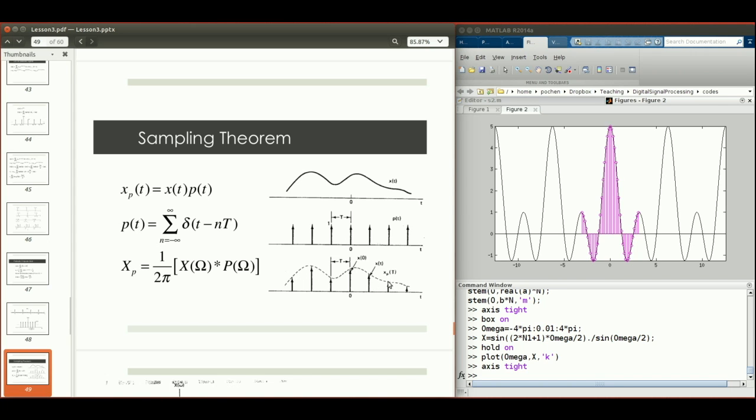Discretized samples. So in the time domain, it's basically two functions multiplying each other, right? The continuous function x(t) multiplied with p(t). p(t) is our impulse train, a periodic impulse train with the fundamental period of big T.